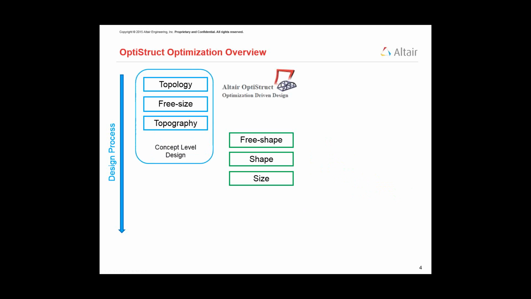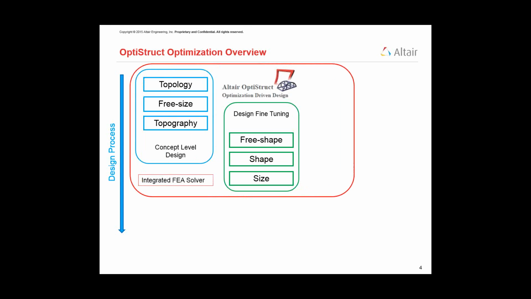The topology, free size, and topography are what we call concept level design optimizations. They are design optimizations that are done when, in a lot of cases, you really don't even know what your part's going to look like. Whereas the free shape, the shape, and the size are what we call fine tuning. So these are kind of a second step in the optimization process. We establish the overall shape of our part using the concept level, and then fine tune it with the fine tuning. And all of these are under the purview of OptiStruct.